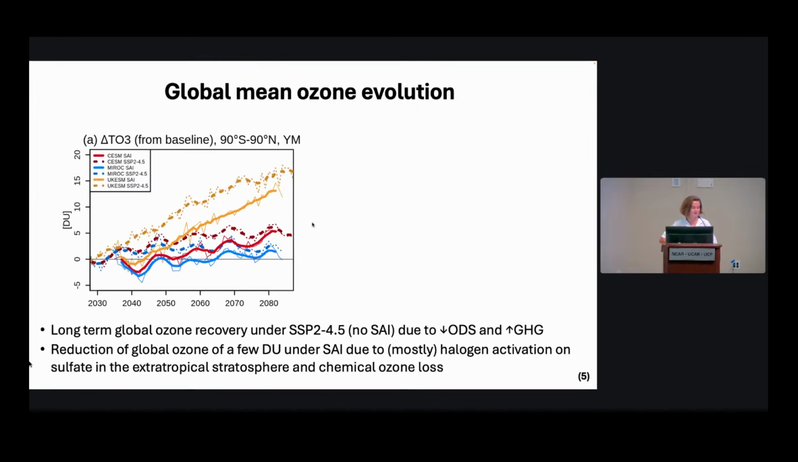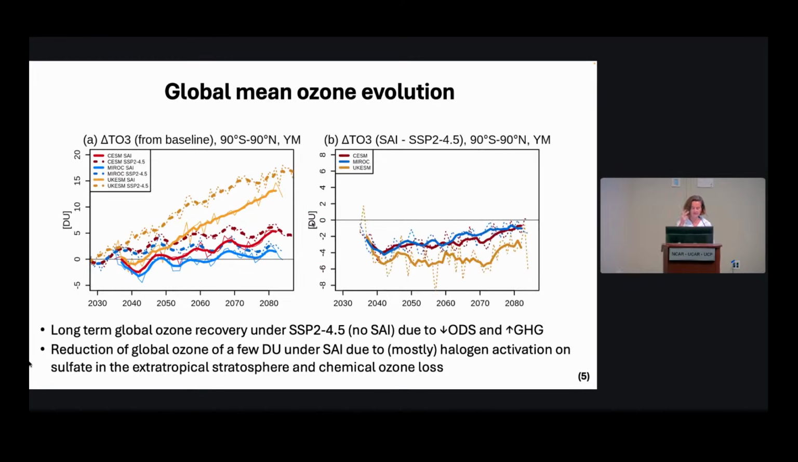Now, once SAI started in 2035, all 3 models show a decrease in global mean ozone within the first few years of the deployment. However, after this initial drop, ozone continues to increase over the course of the 21st century. It just remains lower than the ozone projected in the no SAI case. Another way to look at this is looking at the differences in the ozone between SAI and the SSP2 simulation, so the difference between the solid and dashed lines on the left. We see all models show ozone reductions of a few Dobson units that tend to be larger earlier in the century and then decrease with time, but we also see some differences across the models.